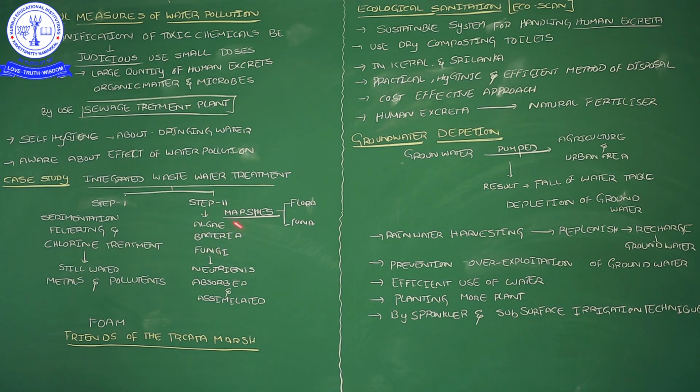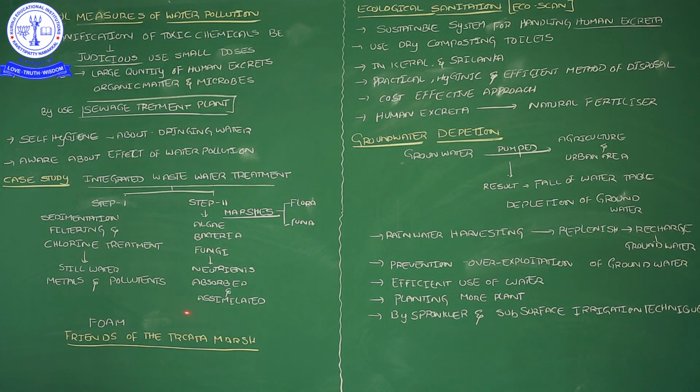In step 2 they send it to the marshes. These marshes contain flora and fauna, nothing but plants and animals. In that place algae, bacteria, fungi and some small plants are cultivated. The water is sent to these plants. The plants utilize some of the essential nutrients present in the step 1 treated water. Fungi, bacteria and algae utilize them, which reduces the mineral concentration in the water. Finally the nutrients are absorbed and assimilated by these plants.